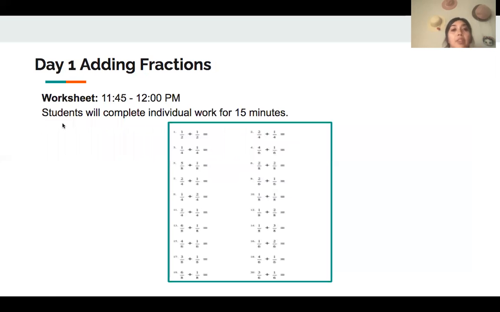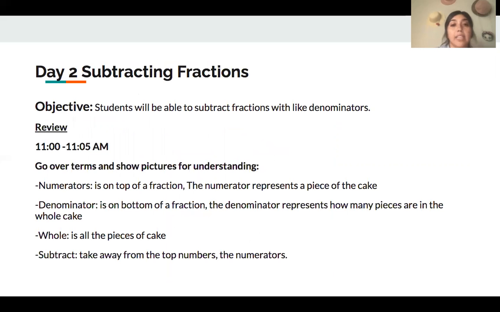And then for the last 15 minutes of math time, the students will work on a worksheet that the teacher will be handing out, and it's this one right here. And that's going to be it for adding fractions.